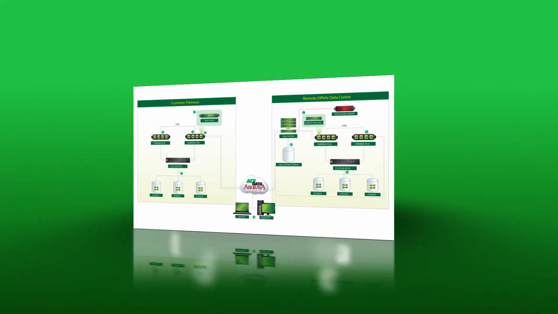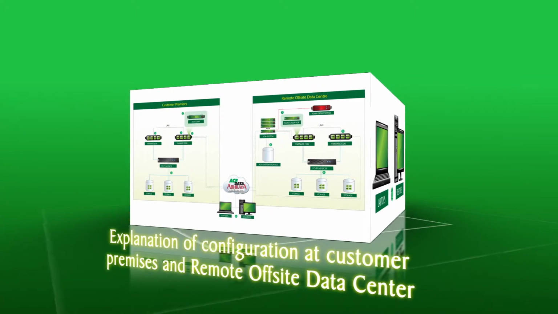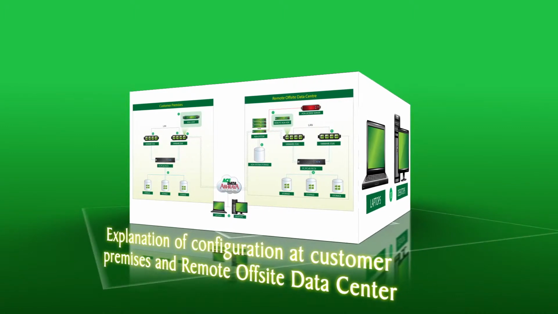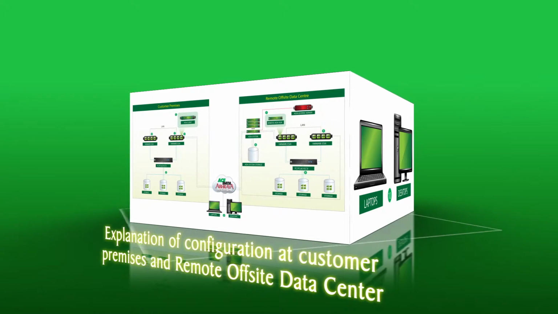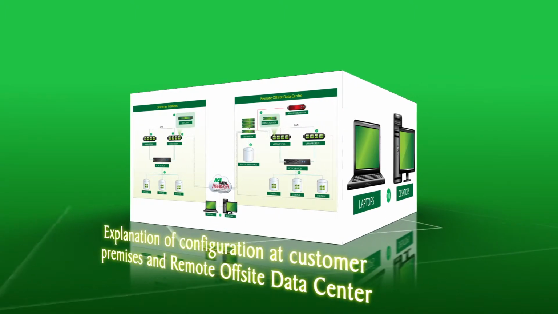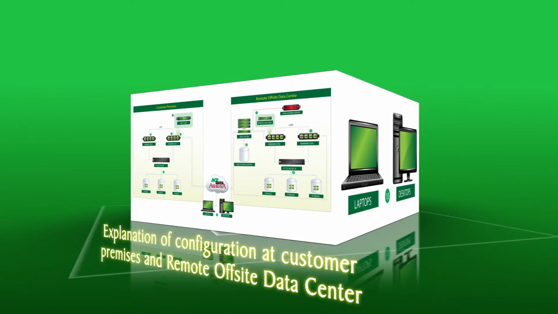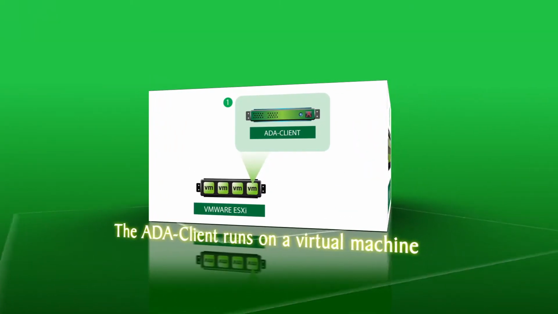On the left hand side, you will see the customer's data center. The Abhraya client here is hosted on a virtual machine on a VMware ESXi, which has direct connectivity with the SAN through FC, FCoE or iSCSI connectivity. On the right hand side is the remote offsite data center, where the remote VDR machine is also hosted on a VMware ESXi server. The first step is that the Abhraya client runs on the virtual machine.